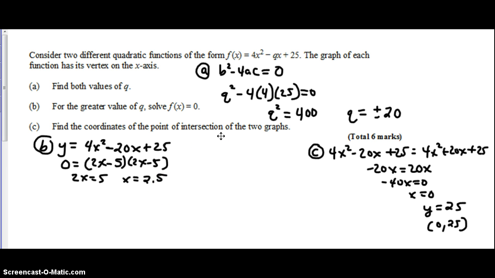Then it wants to know the coordinates of the intersection of the two graphs. So you set the two equations equal to each other and solve for x. x is 0, and you can plug back into either equation and get y is 25. So they intersect at (0, 25).